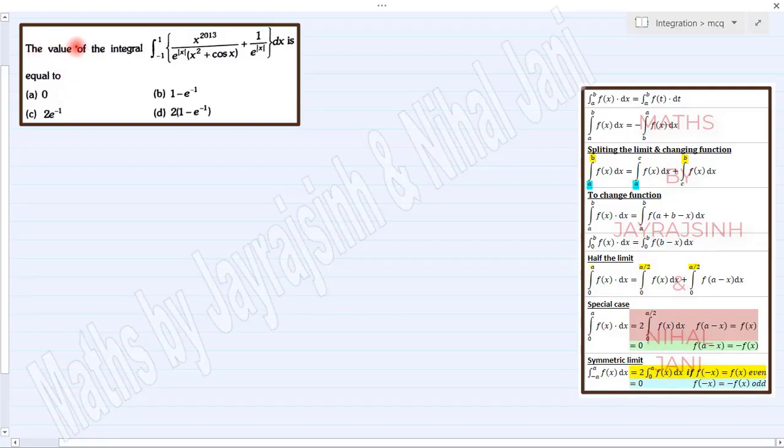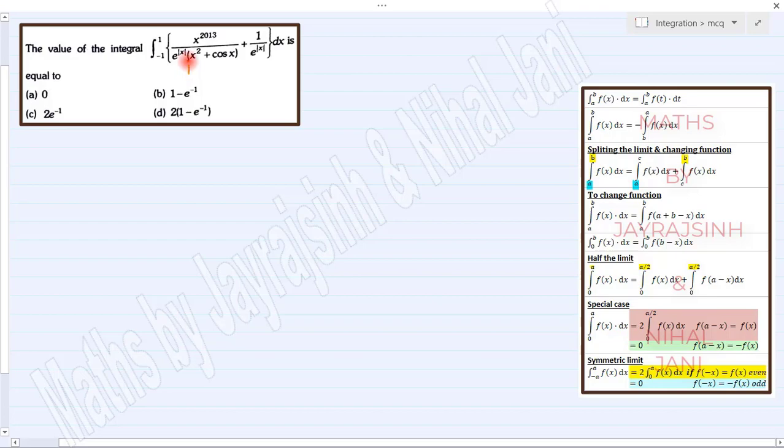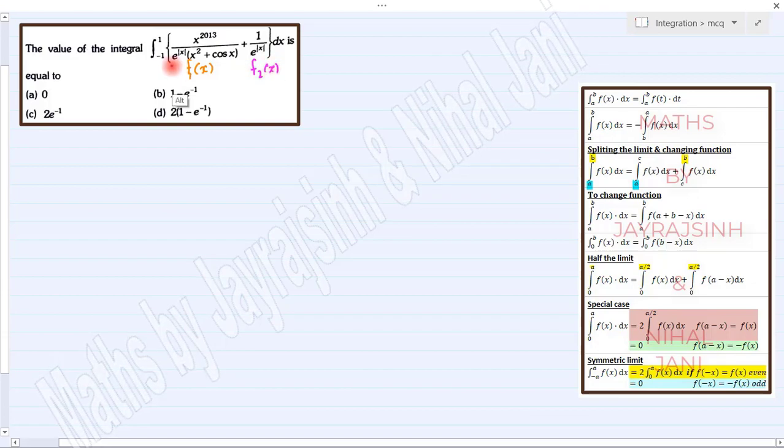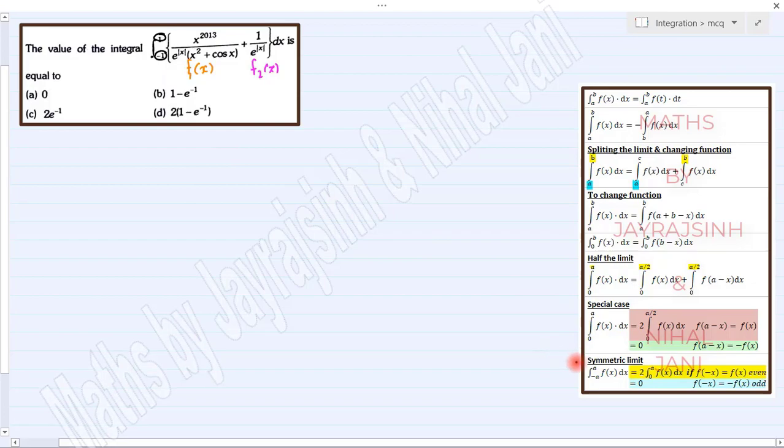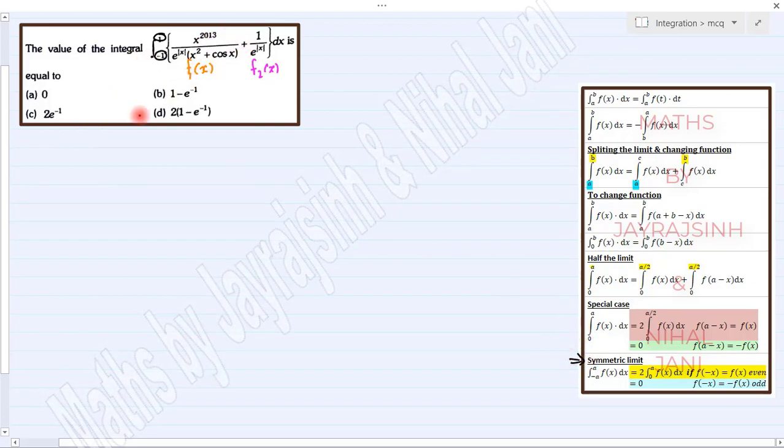In this question, we have to find the integration of this function from -1 to 1. Basically, here we have two different functions. Let's say your first function is f1(x) and second function is f2(x), and your limit is from -1 to 1. That means you have symmetric limit. So let's check both functions, whether they are even or odd.